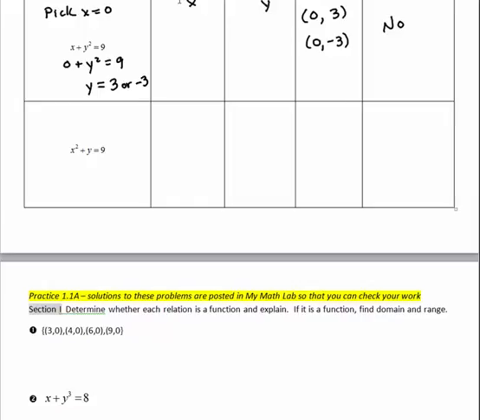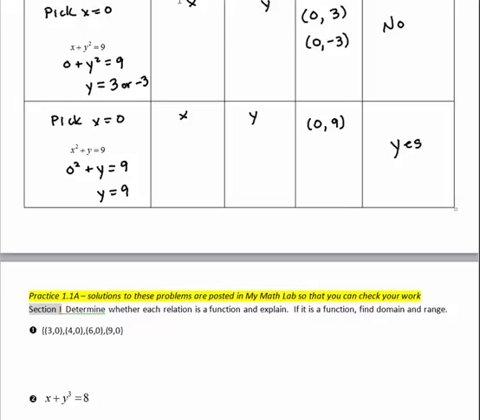In the next example, if I do the same thing, if I just pick x equals 0, my equation is 0 squared plus y equals 9, which really just says that y equals 9. So for my input x and my output y, I can say that when x is 0, y is 9. The input 0 just gave me one output, and I could pick some other x's as well, but I can see that a single input does give a single output, so yes, this is a function.